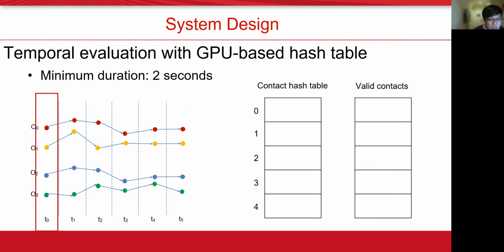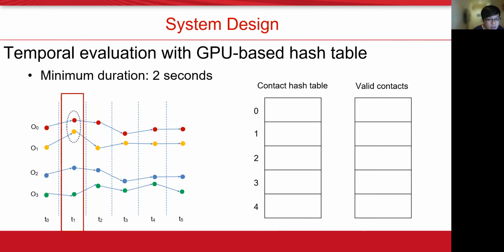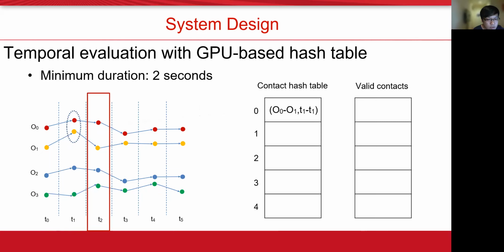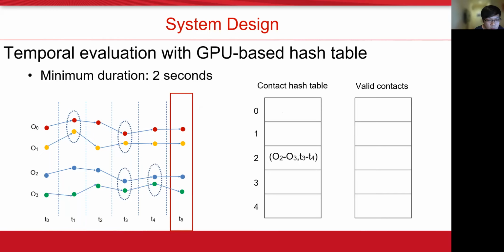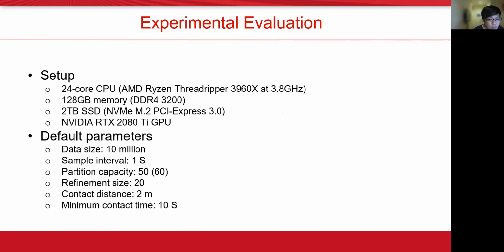Here is an example of how the contacts can be temporally evaluated. The minimum duration for a valid contact is set to 2 seconds. And anytime a contacted pair of objects is identified, an insert or update operation is conducted over the contact hash table. And after each round of processing, all the entries in the hash table will be evaluated. By checking the end time of the contact, we remove the contact which has ended but whose duration is not long enough. Otherwise, the ended contact whose duration is long enough will be copied into the valid contact list for persistence. And we conducted tests over 10 million traces, which are sampled every second.